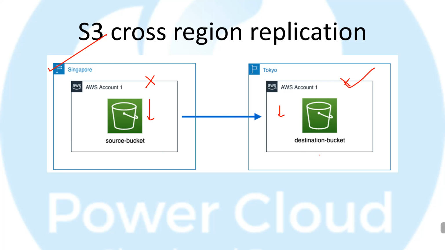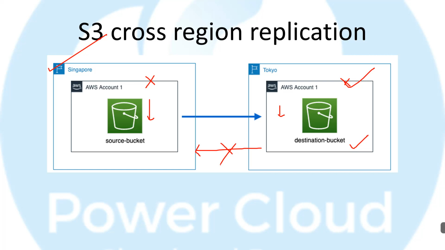But when we upload an object in the destination bucket, it is not automatically copied to the source bucket. That vice versa is not possible. Only when an object is uploaded in the source bucket will it replicate to the destination bucket. When we upload an object in the destination bucket, it will not replicate to the source bucket. This is an important thing.